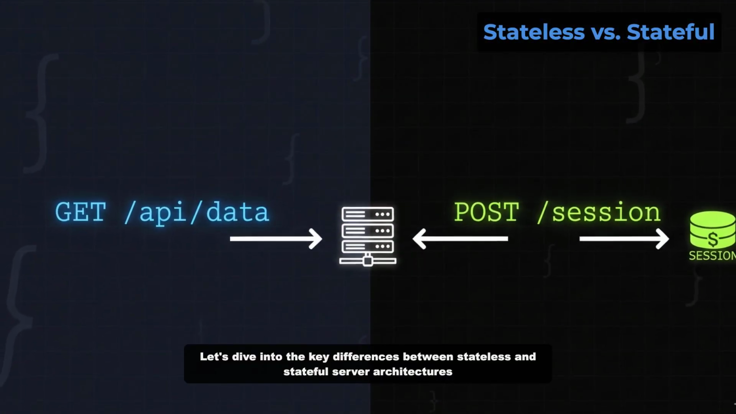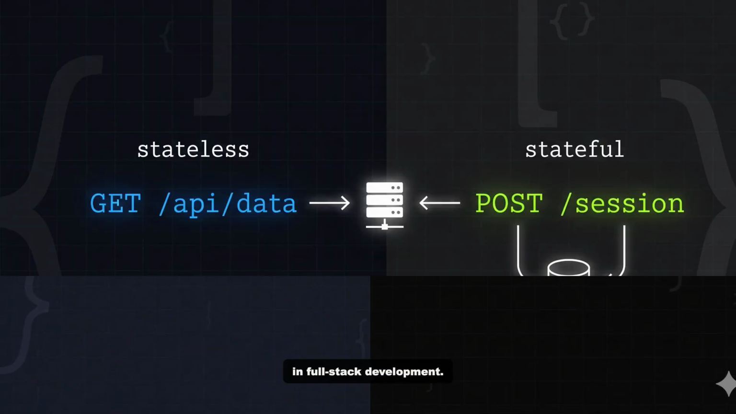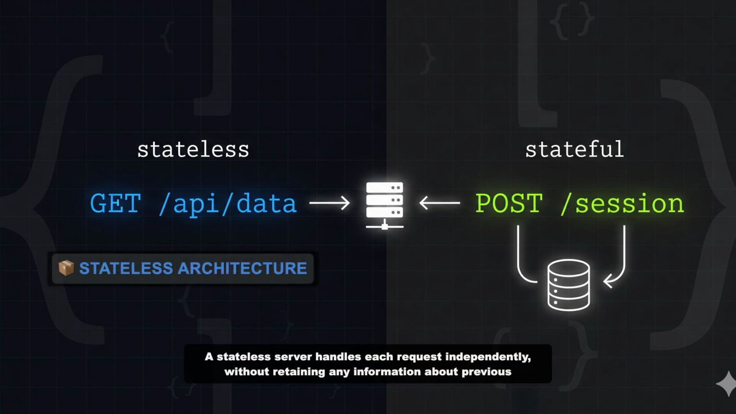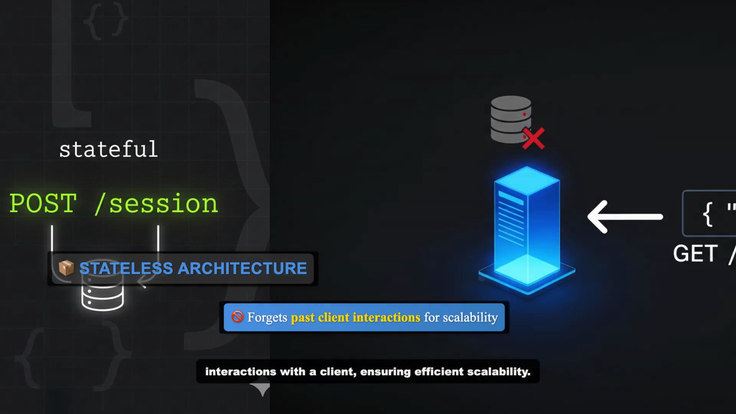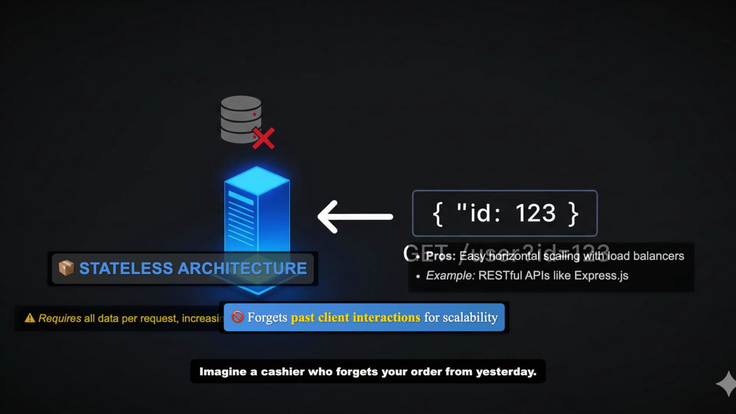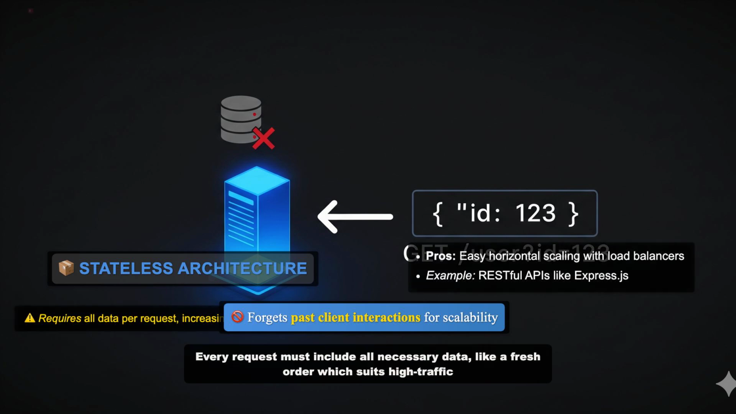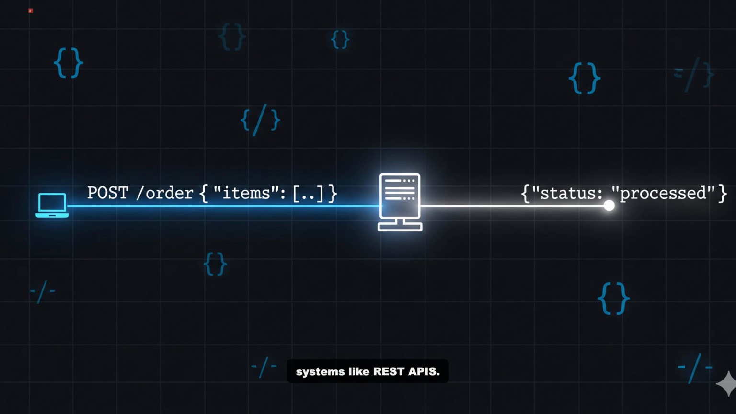Let's dive into the key differences between stateless and stateful server architectures in full-stack development. A stateless server handles each request independently, without retaining any information about previous interactions with a client, ensuring efficient scalability. Imagine a cashier who forgets your order from yesterday. Every request must include all necessary data, like a fresh order, which suits high-traffic systems like REST APIs.